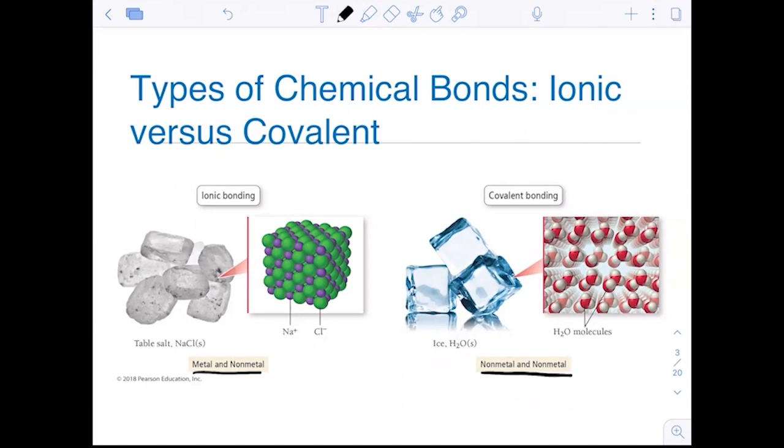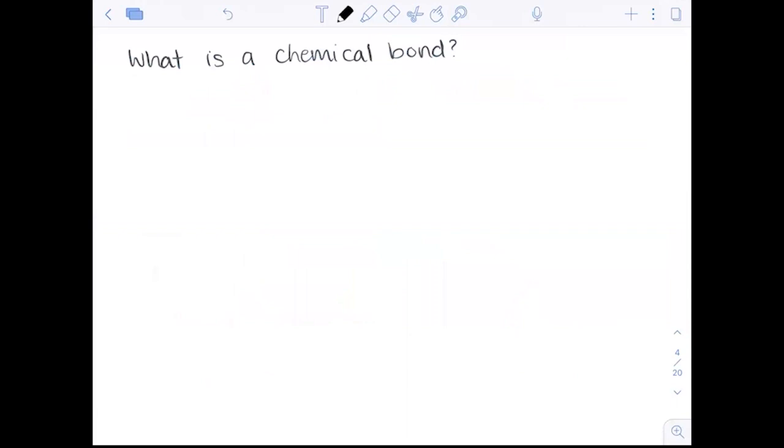So there's going to be this big difference between how elements react depending on their physical properties, namely the periodic trends that we just looked at. We'll dive into that in just a second. Let's just answer this question: what is a chemical bond? Now, a chemical bond is going to be defined as a force that holds atoms together.